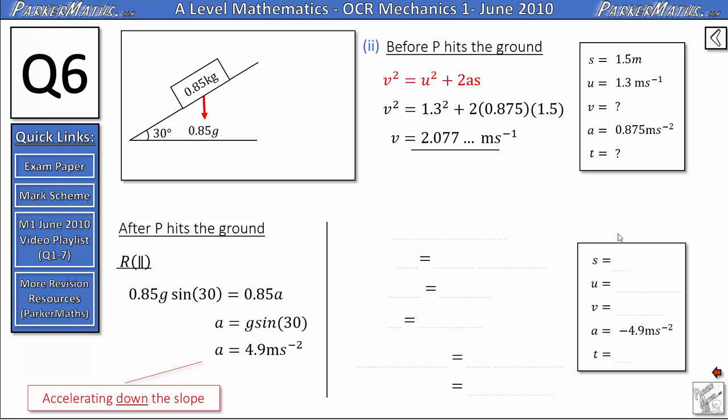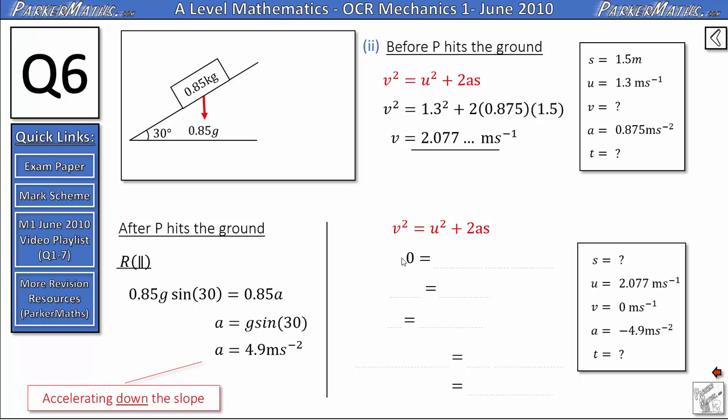So we're looking to find the distance it's travelled after P has hit the ground, so we don't know that yet. Our value for u will be equal to our value for v from the last part of the question. We're looking to find how far it's travelled when it's at instantaneous rest at the top of the slope. That makes v 0, and we're not interested in the time. So now we'll form an equation of motion after P hits the ground, and we're going to use the same equation again because we've got u, v and a, and we're looking to find s.